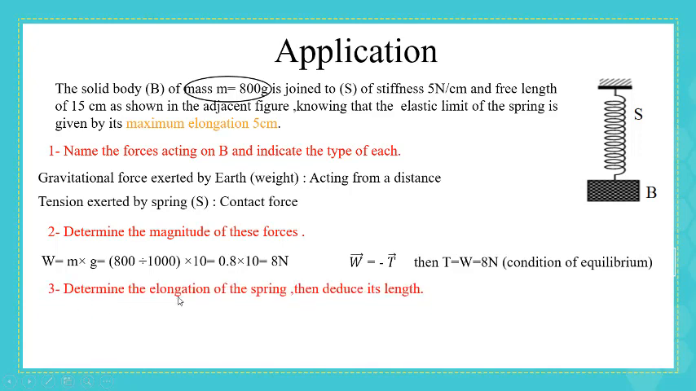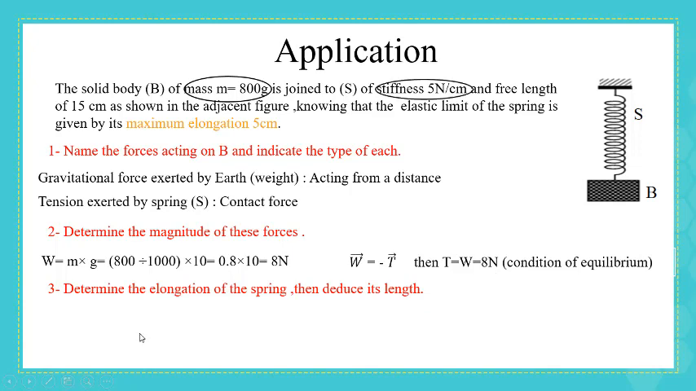Number 3, determine the elongation of the spring, then deduce its length. To find the elongation of the spring, that means delta L, you have to think about Hooke's law, T equals K delta L. The stiffness K is given, and we found from number 2 the magnitude of the tension.